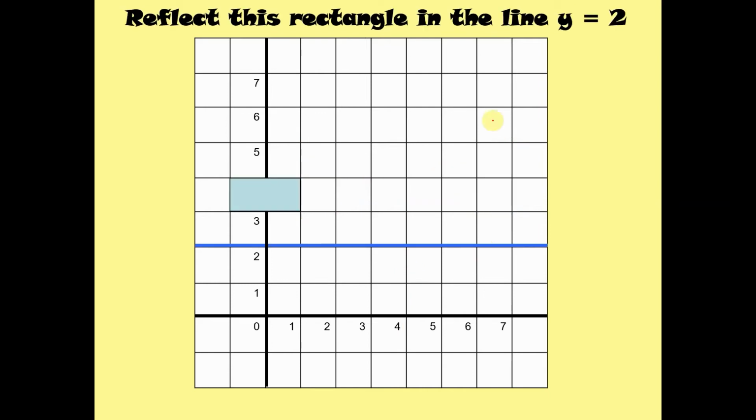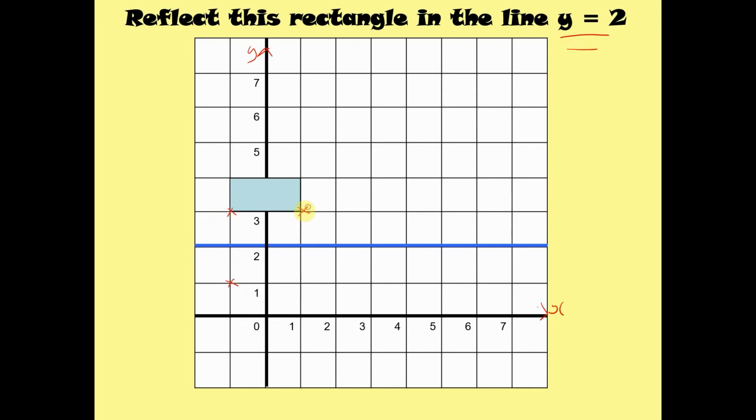Now, when we have the line y is equal to 2, this is the y-axis, and this is the x-axis. So this blue line is y is equal to 2. As you can see, it is passing through y is equal to 2. Now, to reflect this rectangle, all we need to do is, this time, count vertically. This point is 1 box away from this line of reflection. So from this line of reflection, we're going to count 1 box. So this is now the new point.